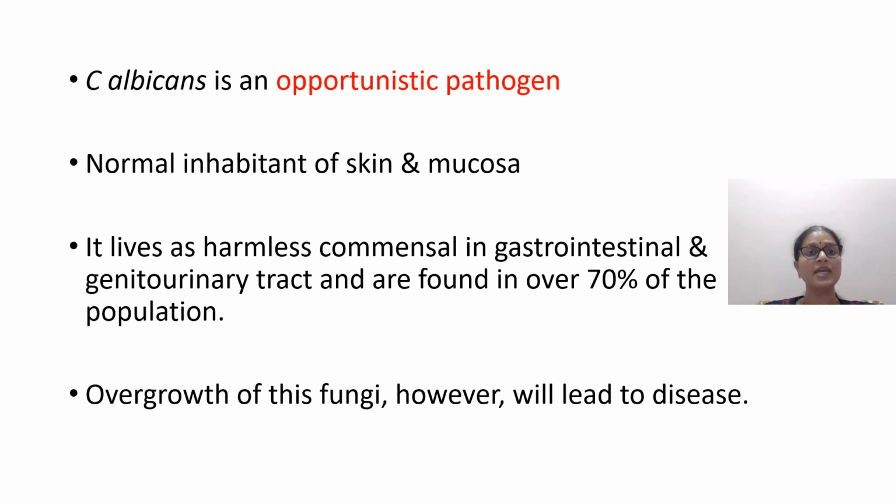Now, coming to the main species that causes this infection, that is Candida albicans, it is an opportunistic pathogen. What is meant by opportunistic pathogen? See, this organism is a normal inhabitant of human skin and mucosa. In fact, it lives as a harmless commensal in our gastrointestinal and genitourinary tract. It is found in over 70% of the population without causing any disease. But when there is a favorable condition for it to overgrow, it will cause the infection, which in turn will lead to the disease.